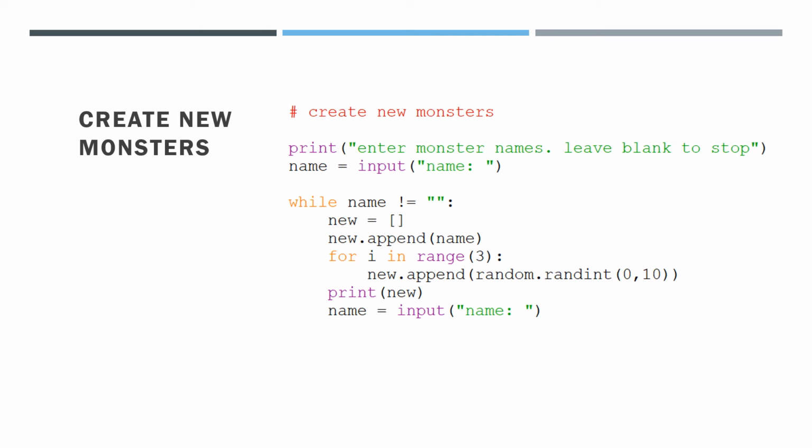And here's the final part of this program. We can get the user to add new monsters to the list of monsters. They'll choose the name and the program will append random numbers to represent strength, speed and skill. So this is a final set of code that you can add to the program.